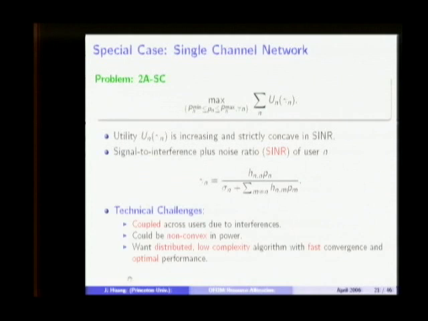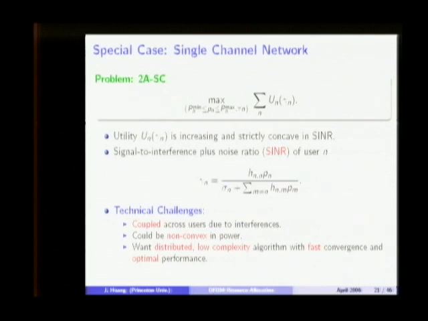So what is the challenge of solving this problem? First, this problem is highly coupled across users due to the interference. Right? And also, because of the interference, although the utility is concave in the SINR, it could be highly non-convex in power. And our objective, because it's an ad hoc network, is to design a distributed low-complexity algorithm with fast convergence and optimal performance, which seems to be impossible in the general case. And we will later show that under certain conditions on utility functions, this is indeed possible.